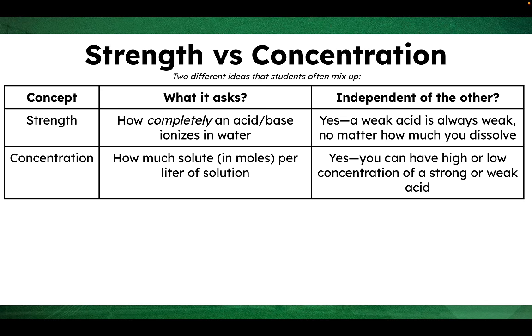Now you have to take note that these two are independent of one another. A weak acid is always weak, a strong acid is always strong, no matter how much you dissolve it, no matter the amount of solutes present in a liter of solution. This means that you can have low concentration of strong acid, but it is still a strong acid. You can have high concentration of weak acid, but it is still a weak acid.